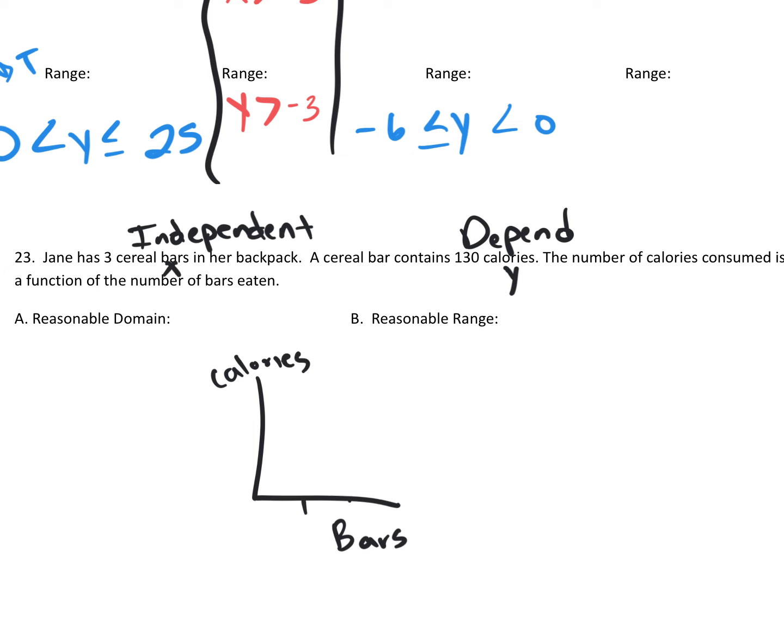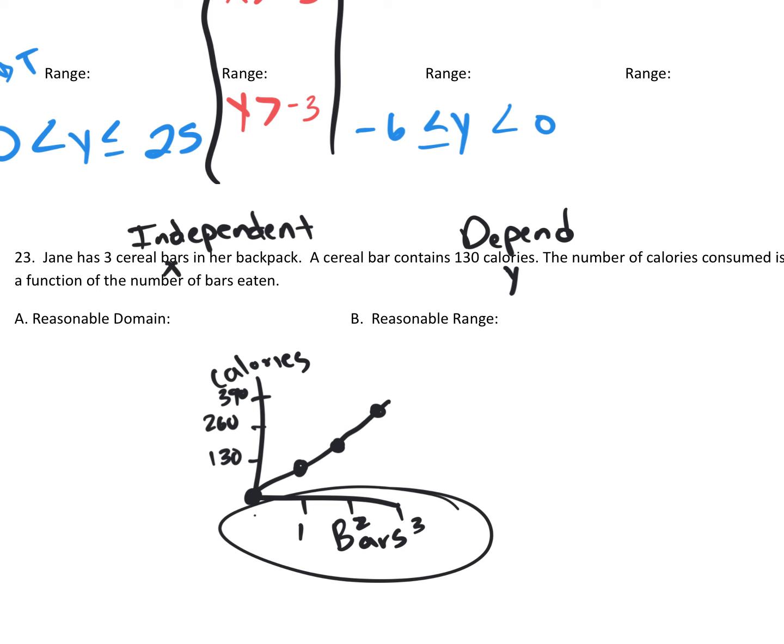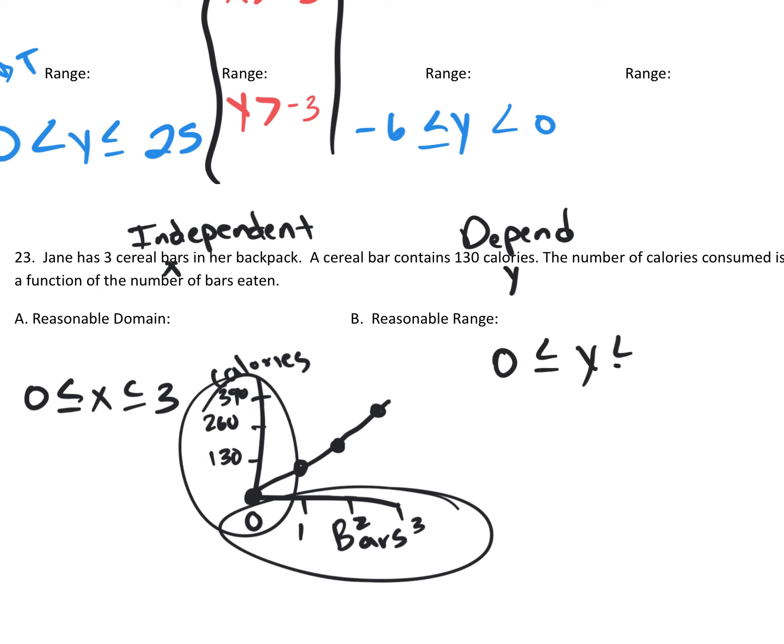And I can eat 1, 2, or 3 bars. And if I eat 1 bar, I consume 130 calories. If I eat 2, I consume 260, or 390. So it kind of looks like this. But don't forget, you can also eat 0 bars because that means you didn't consume anything. You're allowed to not be hungry, right? That means my reasonable domain are these values right here. I can go from 0 to 3. And my range goes from 0 to 390.